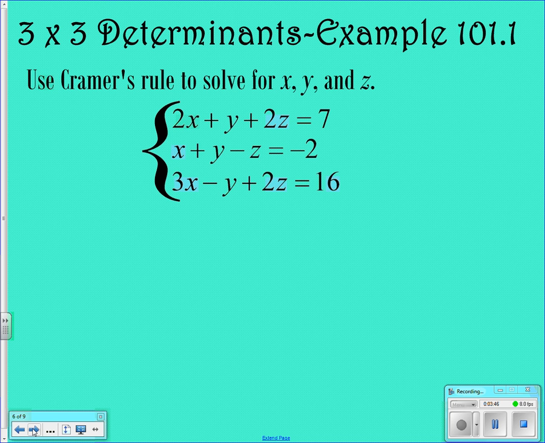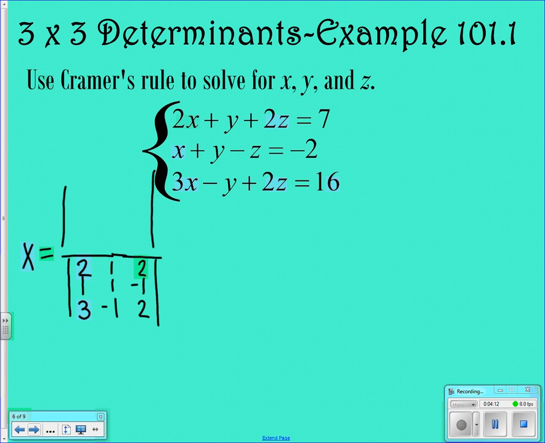We're going to start off by setting up our matrices. Our denominator matrix is going to be 2, 1, 3, 1, 1, negative 1, 2, negative 1, and 2. So that's going to be your denominator. Now for your numerator, instead of your x values, you're going to put the constants that it equaled, and the other 2 columns stay the exact same. So that is your setup for using Cramer's rule.